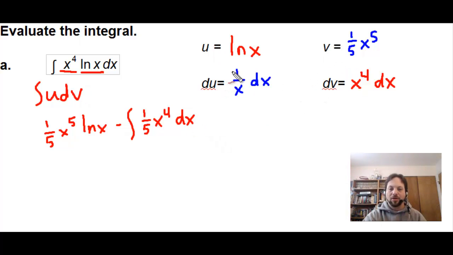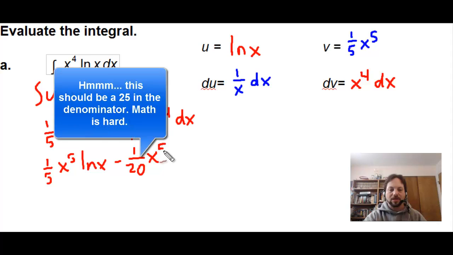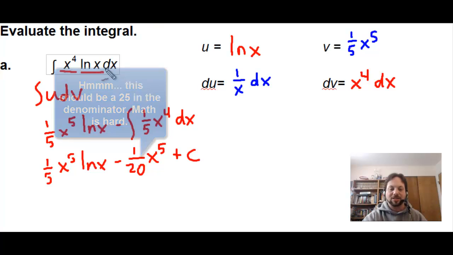Why x to the fourth? Well, remember this 1 over x took care of one of the x's. This right here is an easy integral to evaluate, so I'll have 1/5 x to the fifth natural log of x, and to integrate this, I will simply have 1 over 25 x to the fifth plus c. And there is the integral of x to the fourth natural log of x dx.